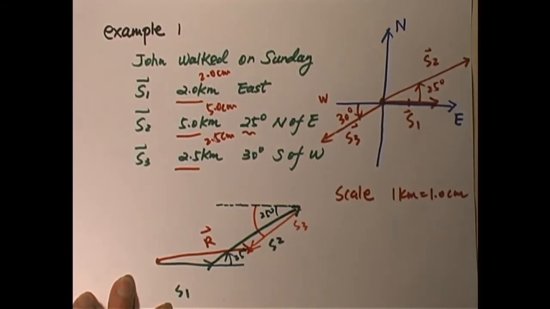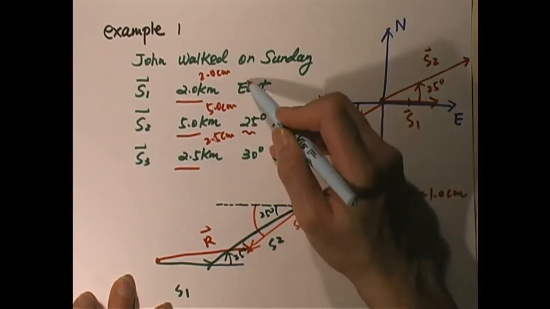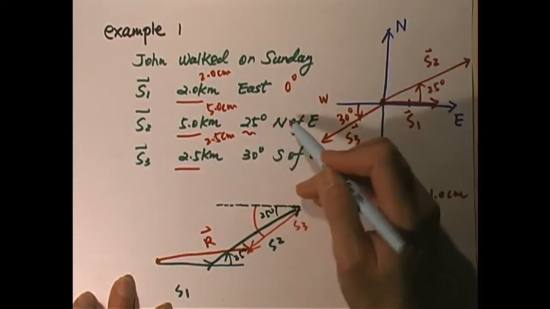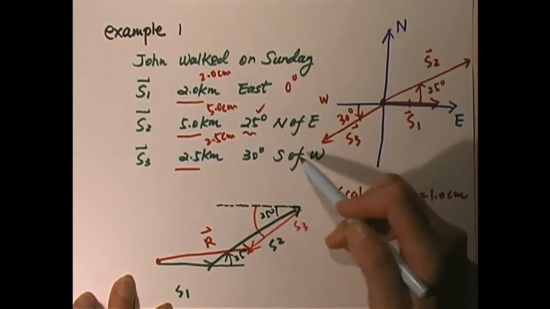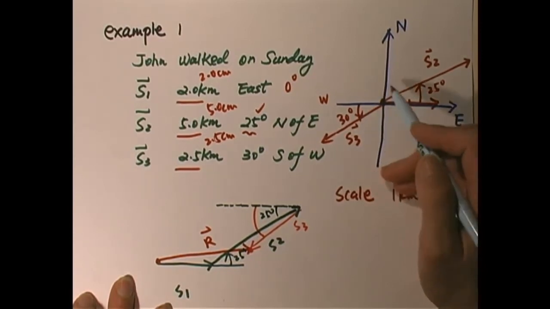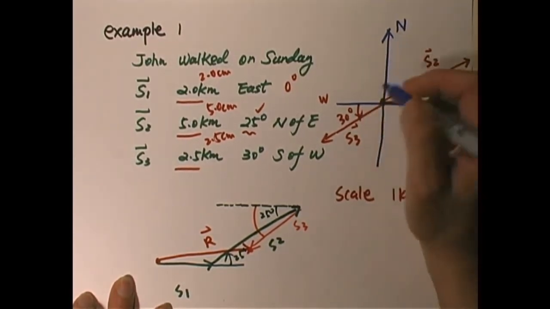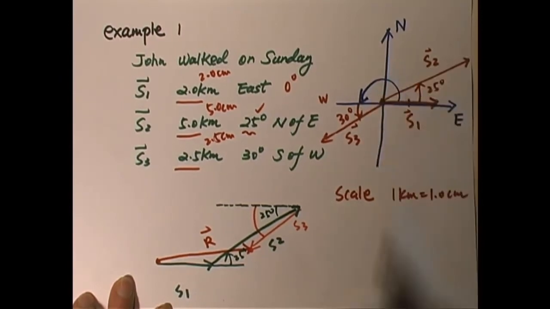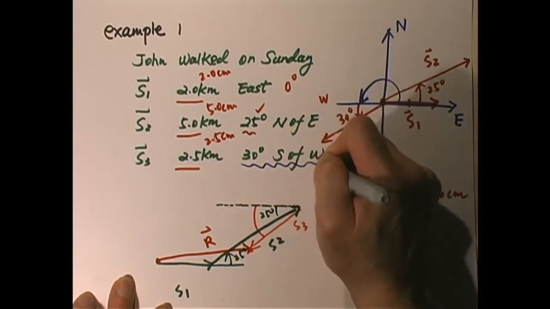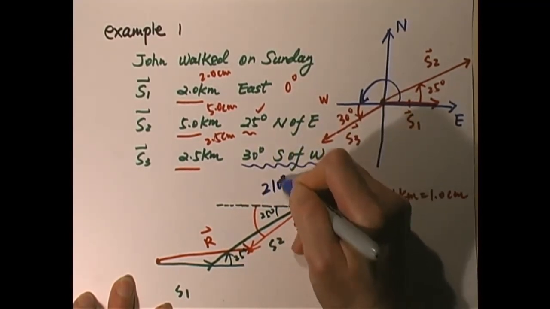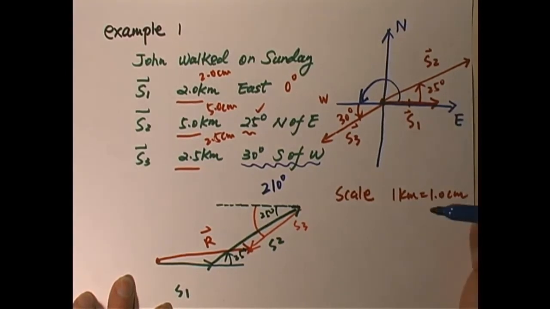In order to mathematically find out exactly where John is, we need to translate the angles. East is 0 degrees. 25 degrees north of east, counterclockwise, is 25 degrees. But 30 degrees south of west already has 180 degrees from here, then another 30 degrees, that is 210. So 30 degrees south of west is equivalent to 210 degrees with respect to our reference. So mathematically, this is how we do it.